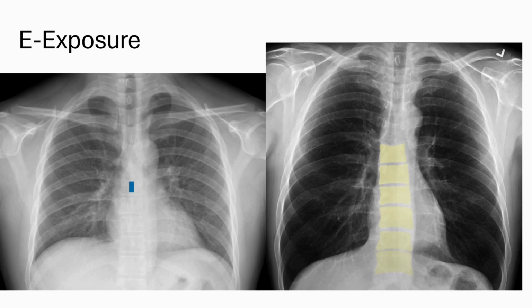So in this image, we can see that the spine is just visible through the heart shadow in the lower thoracic region, as denoted by the blue color. So this is a well-exposed film. These are the RIPE criteria to describe the image quality.